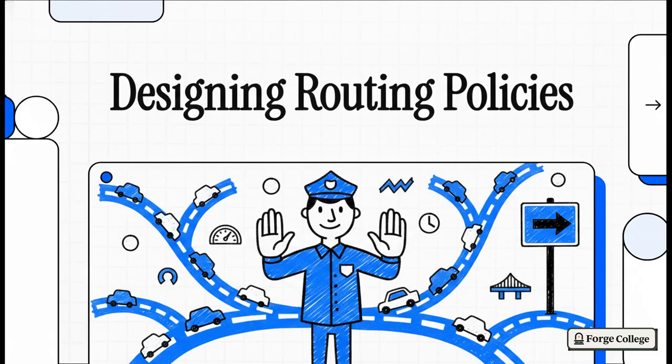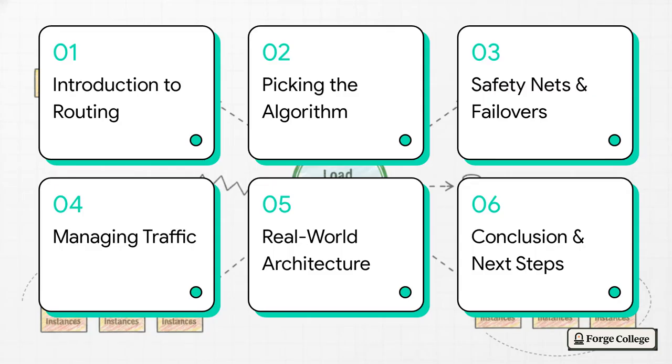Think of your proxy as the ultimate traffic cop standing in the middle of a totally chaotic intersection. Its job isn't just to point cars in different directions. No, it has to actively enforce the rules of the road, prevent massive multi-car pileups, and make sure everyone gets exactly where they need to go as fast as humanly possible. Okay, let's dive into this.